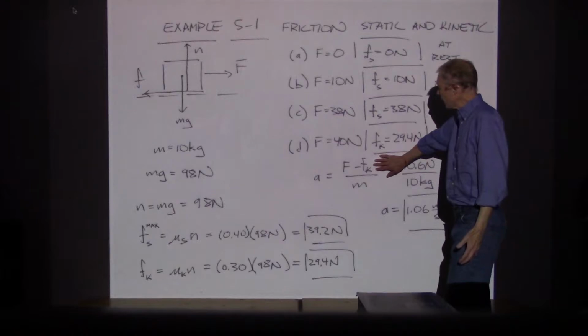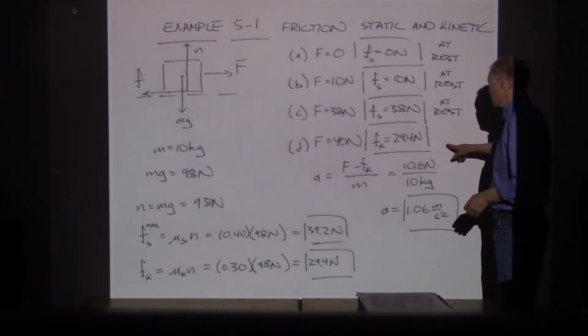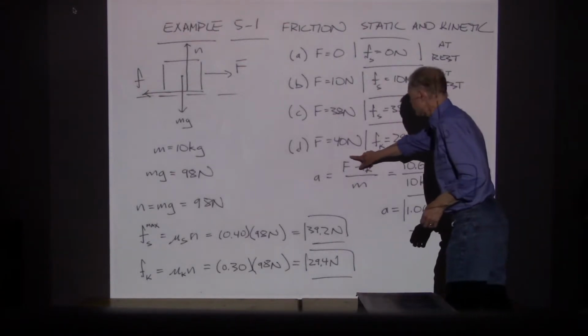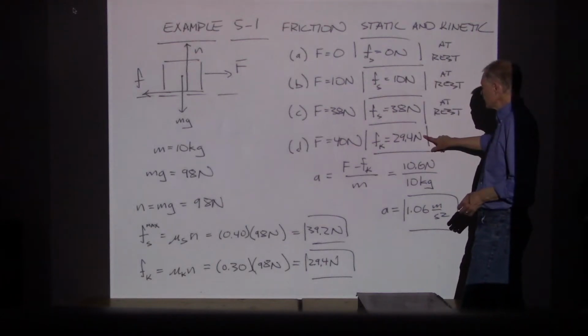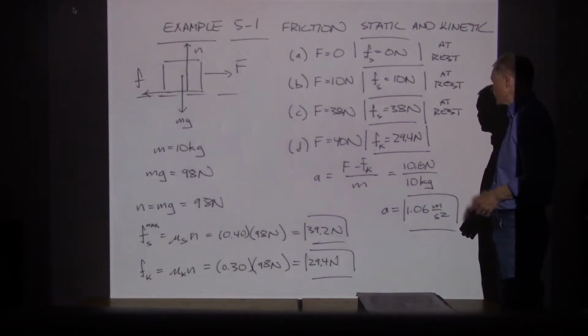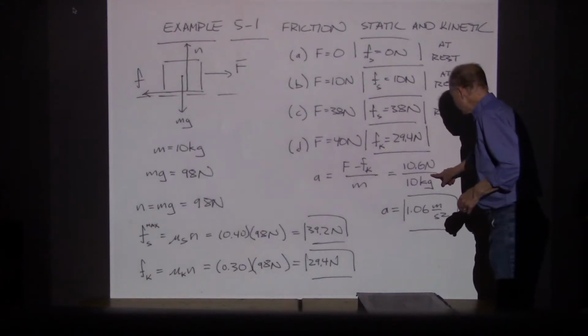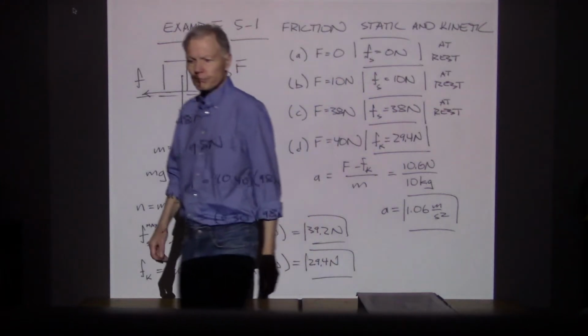Now we're into chapter 5. Friction is a part of our setup, and this is going to be 10.6 newtons. That's the difference between these two forces. I'm pushing with 40, the friction is 29.4, gives me 10.6, and then I have to divide through by the inertia. And so dividing through by 10 gives me 1.06 meters per second squared.